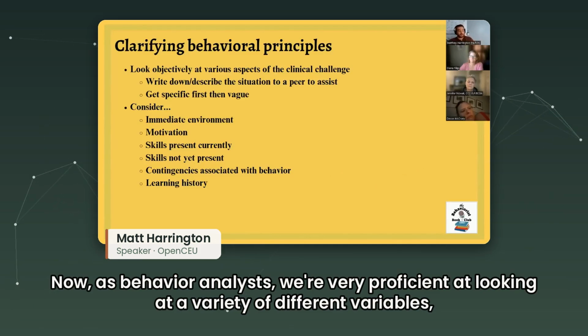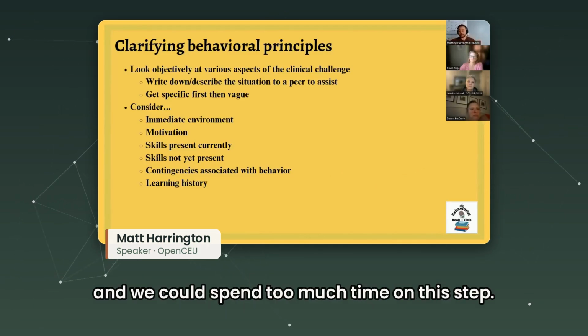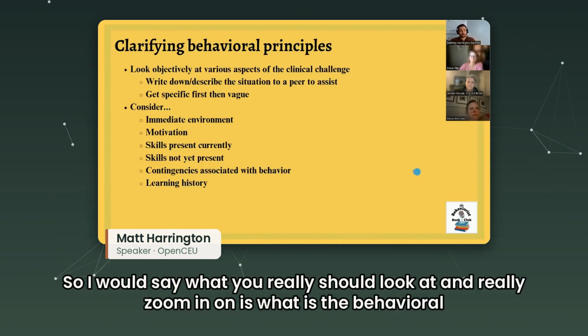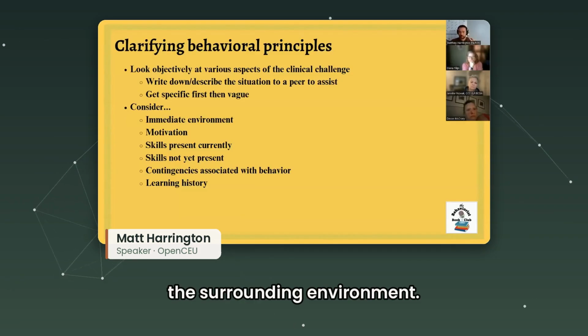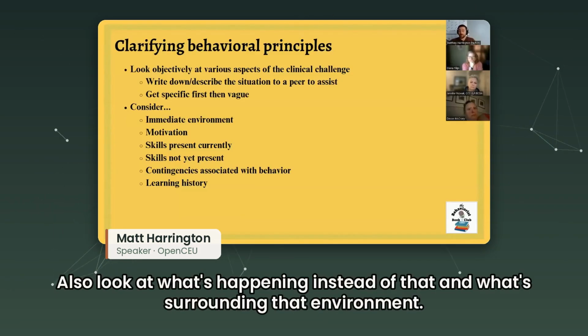Now, as behavior analysts, we're very proficient at looking at a variety of different variables, and we could spend too much time on this step. So I would say what you really should zoom in on is: what is the behavioral excess or the behavioral deficit, or the thing that when taught solves the situation, and what's the surrounding environment? Also look at what's happening instead of that and what's surrounding that environment.